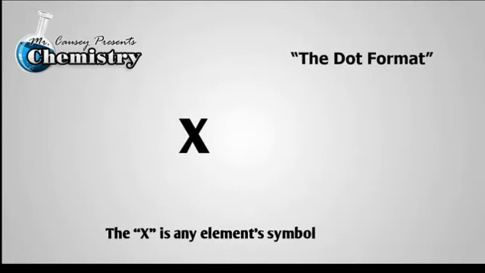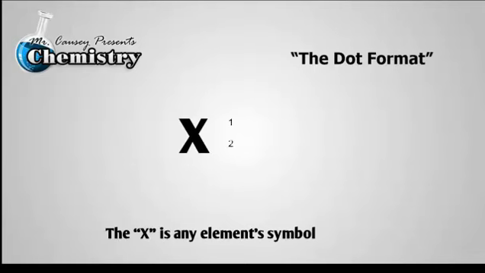The dot format goes like this, and this isn't a hard, fast rule. Later we're going to kind of bend the rules, but this is a good way if you're just starting to learn about Lewis dot symbols and how they help you understand valence electrons. Because once you understand valence electrons, you're going to be able to understand bonding, and a lot of other things are going to make a lot more sense. So this is an important task.